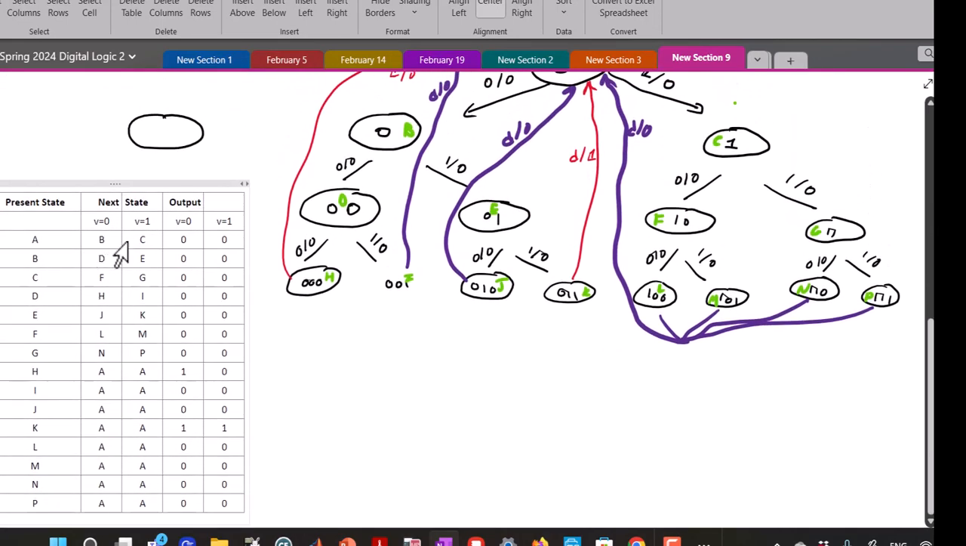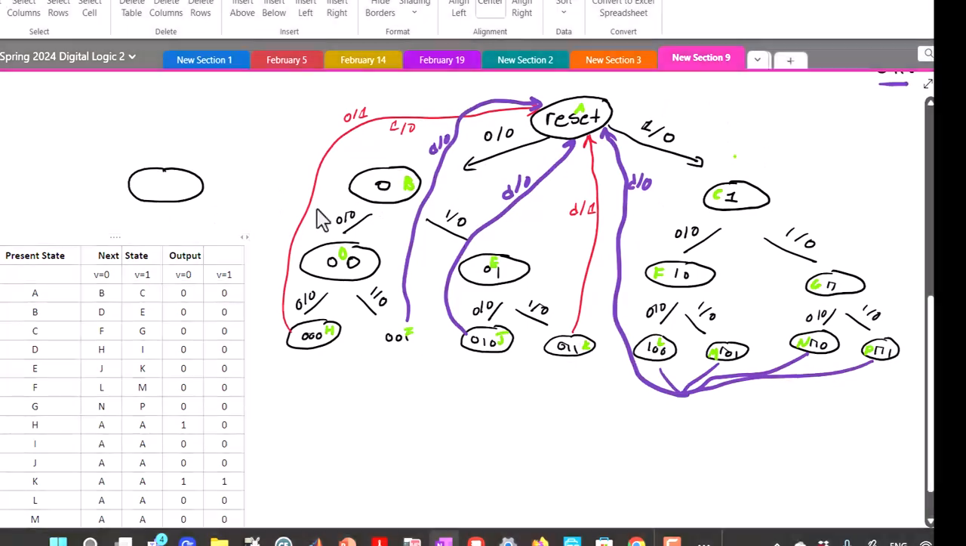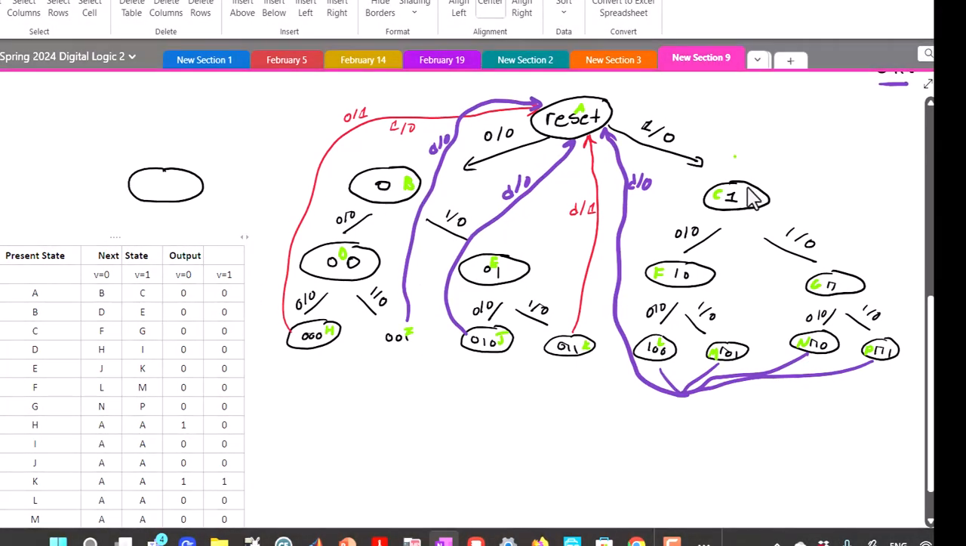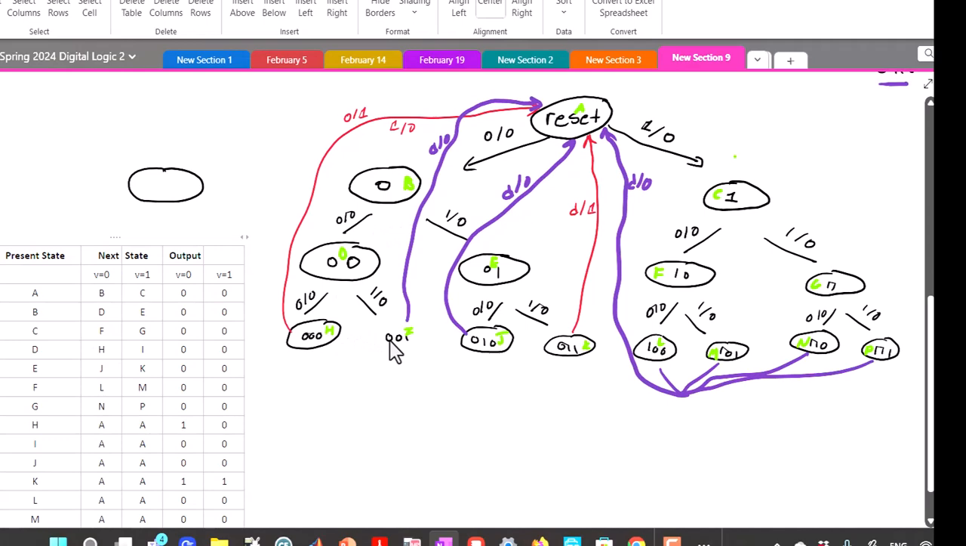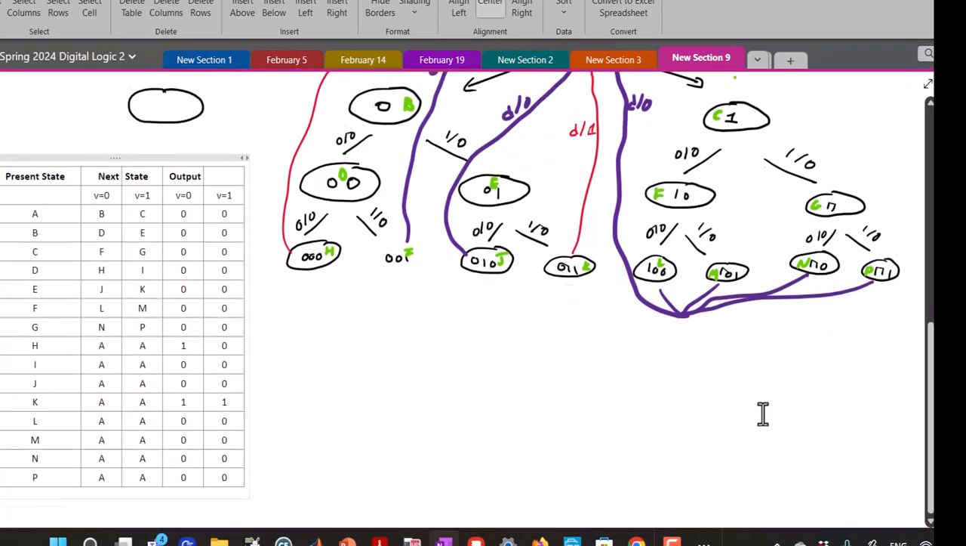And then to fill in the others, we just noticed from A, I went to B if my input was 0, and C if it was 1. From B, I went to D and E. From C, I went to F and G. From D, H and I, and from E, J and K, from F, L and M, and so forth.